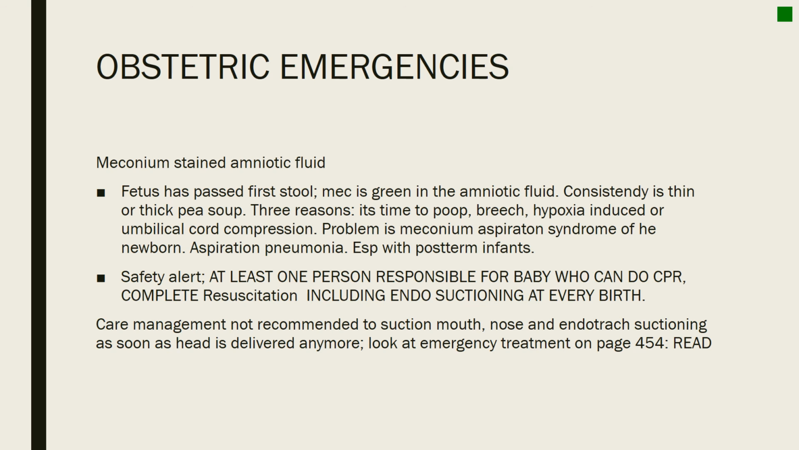Safety alert: at least one person responsible for the baby who can do CPR and a complete resuscitation, including endotracheal suctioning, at every birth. Care management: it is not recommended to suction the mouth and the nose and endotracheal suction as soon as the head is delivered. Now they want the whole baby delivered first. Look at page 454. Read over that emergency treatment.